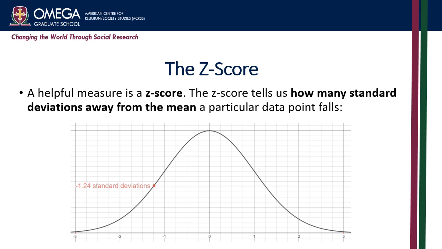Another helpful measure is the z-score. And the z-score tells us how many standard deviations away from the mean a particular data point falls. So in this example, there's a little red dot on the curve, and that's a new data point that we're looking at, and we can compute using the z-score that that particular data point is negative 1.24 standard deviations away from the mean. And that can be very helpful to let us know where that data point falls in terms of the overall distribution of data.